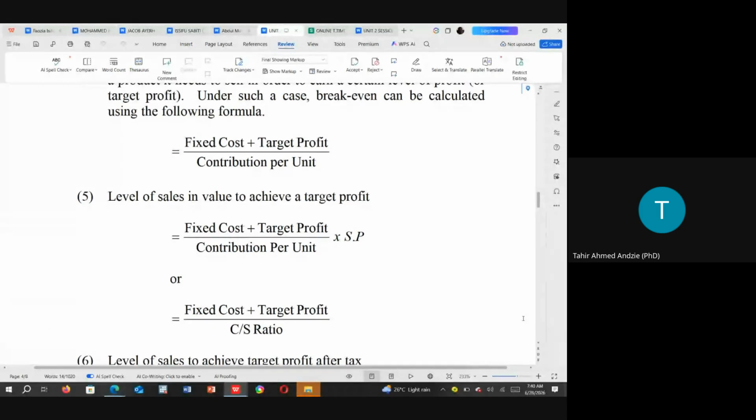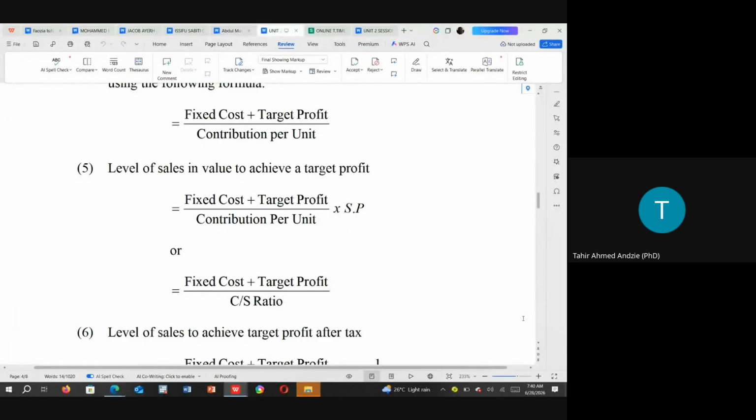We can also determine the sales revenue needed to achieve a given target profit. In that case, it's the same approach as we did for the break-even point, where we multiply the fixed cost over contribution per unit times selling price. Here too, you multiply the fixed cost plus the target profit divided by the contribution per unit times selling price, right? Or you can also get it by dividing the fixed cost plus the target profit by the contribution sales ratio, just like we did for the break-even sales in value. There are three ways you can calculate.